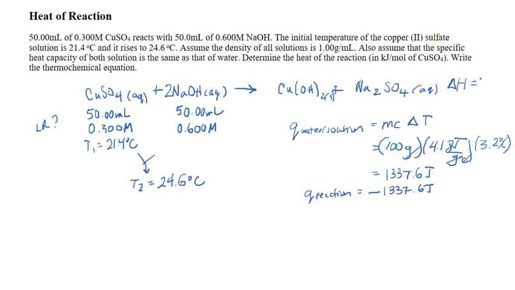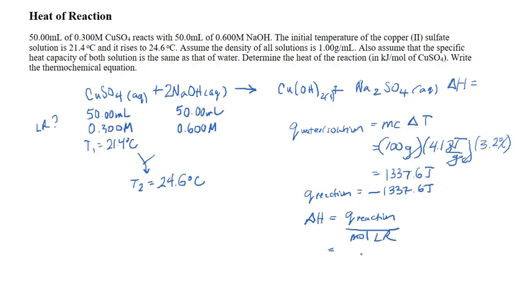But when we want to have a delta H, we want that to be in general for this reaction. So that's why we're going to put it per mole. This is per this many moles of copper sulfate, but we want to put it per 1 mole of copper sulfate. So in this step here, we're going to look at the Q of the reaction, and we're going to divide it by the moles of our limiting reactant.